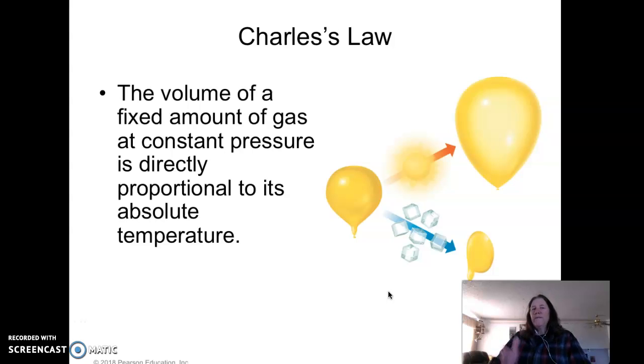Charles' law deals with volume and temperature. Okay, and when you deal with gases, it's absolute temperature, you guys. In other words, you have to use the Kelvin scale. You have to take the Celsius temperature and change it to Kelvin, which is really simple. You just add 273 to it.